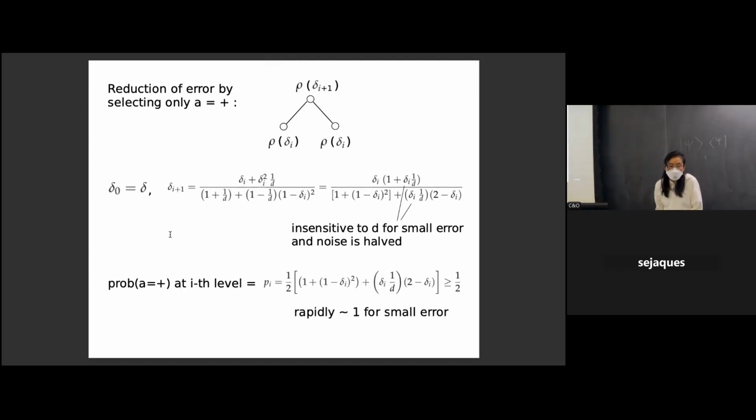One other thing we need to worry about is when we get the minus outcome, we have to throw things away. So we don't want that to happen. So at what probability do we get the outcome that we want? This is the equation for that probability. And once again, when the noise is low enough, you don't really need to think about the dimension. And no matter what, it's never smaller than a half, which is important. But when the noise is small, it becomes very close to 1 itself.